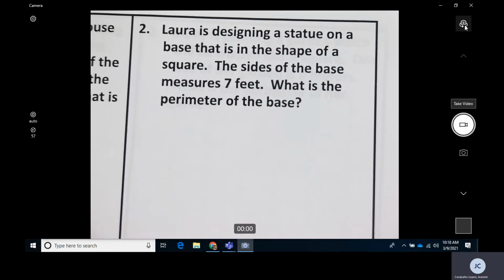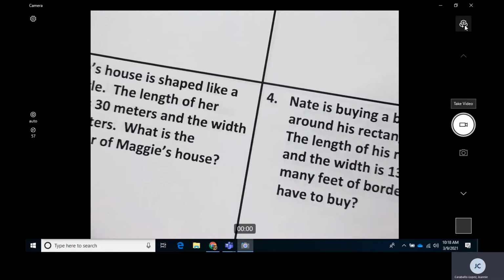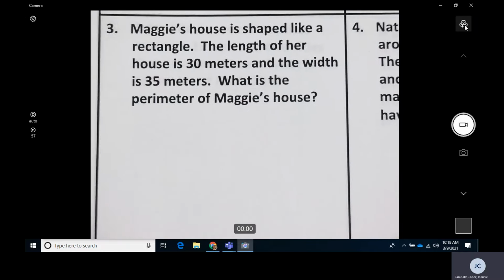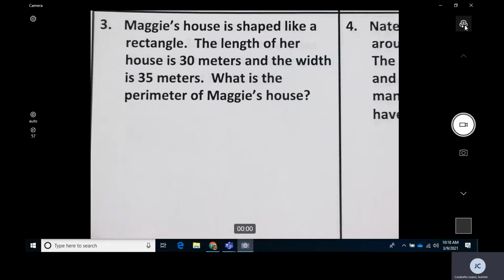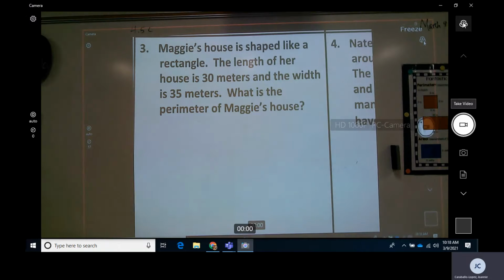All right, we're on number 3, okay? So number 3 says Maggie's house is shaped like a rectangle, okay? The length of her house is 30 meters and the width is 35 meters. What is the perimeter of Maggie's house? Maggie's house is shaped like a rectangle.